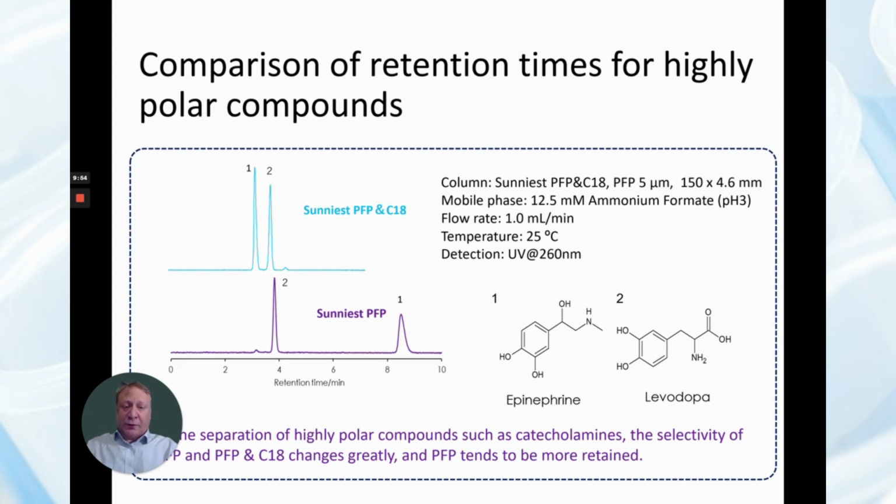Now, what about comparison of retention times for highly polar compounds? As we'll see here, we're going to refer to peak number 1, epinephrine, and then peak number 2, levodopa. And so the separation of highly polar compounds is a little different. In this case, you'll see that we're also using as a mobile phase 12.5 millimolar ammonium formate as well. And so in this case, the epinephrine was highly polar. And so in this case, the PFP column showed much longer retention time than that of the PFP and C18 column. Also to note, we're using the fully porous columns, the Sunniest columns for this comparison.